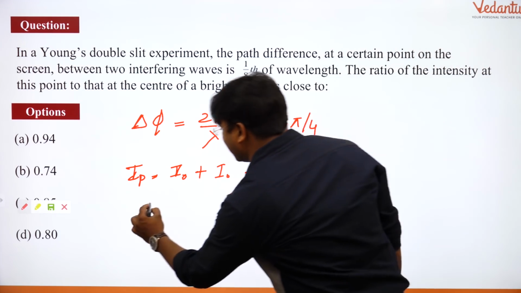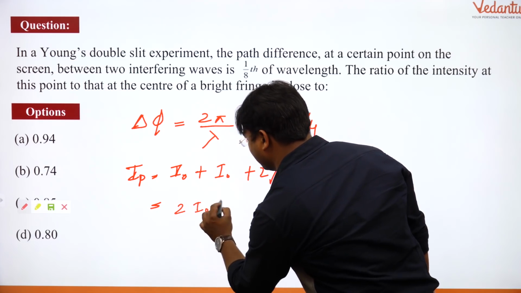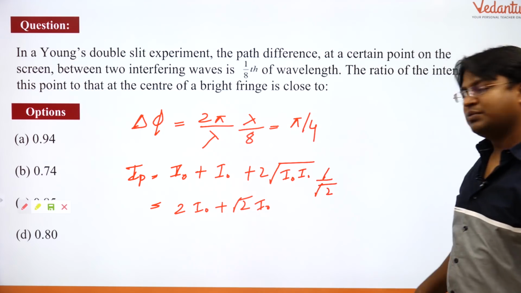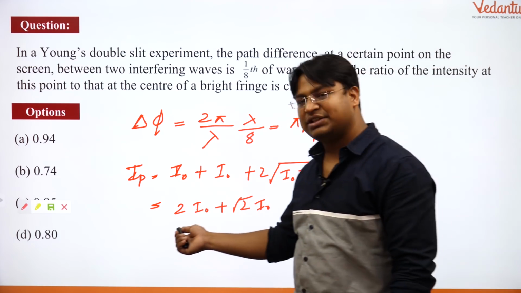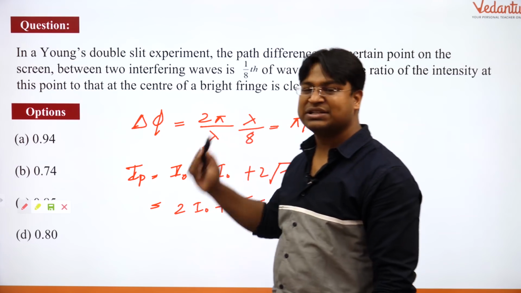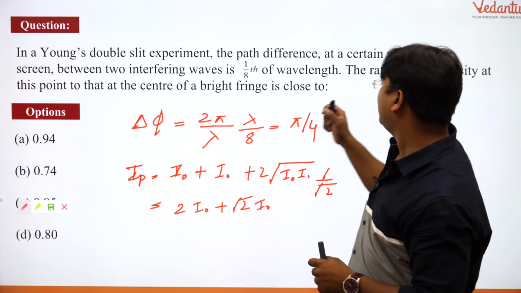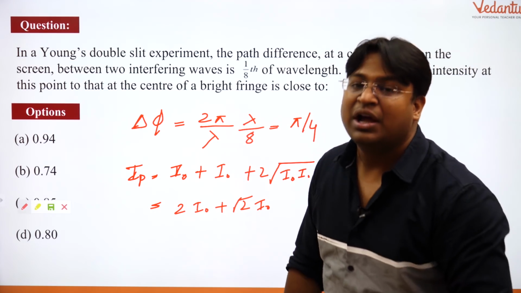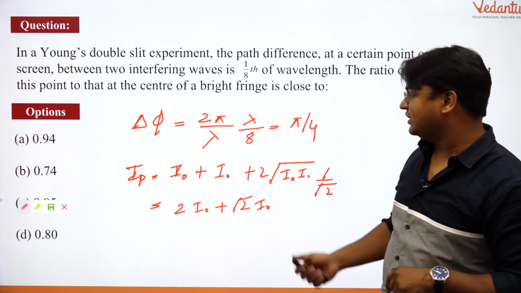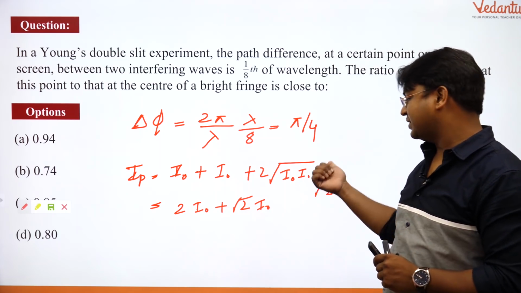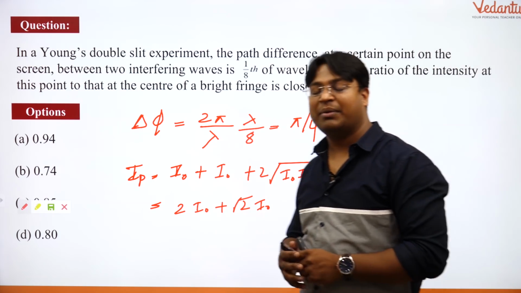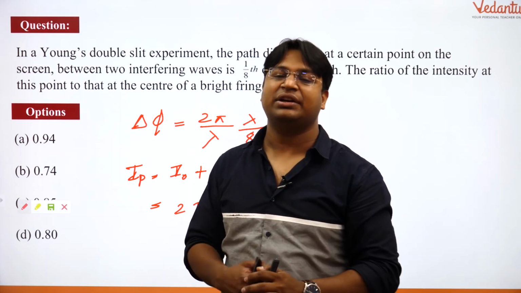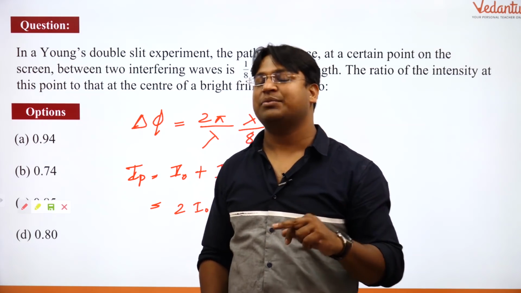Alright, so if we do the calculations, we are going to get 2 I naught plus root 2 I naught. Have a check at this. This is what we are getting. Okay, so this is the intensity that we are going to get at point P. The question is asking for the ratio of the intensity at this point to the center of the bright fringe. Now, what is the intensity at a bright fringe? To get the intensity at a bright fringe, you can simply put a 1 here, or if you remember it by memory, the intensity at a bright fringe is 4 times the intensity due to one slit, if the slits are producing the same intensity.